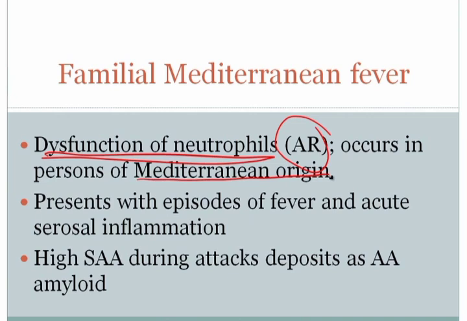Now, what's the key consequence of familial Mediterranean fever? Well, the neutrophils are not functioning properly, and they can become activated and actually create an attack of acute inflammation. And that attack of acute inflammation is not really driven by infection, but instead is sort of this dysfunction of the neutrophils, and it classically presents with fever, which is what you would expect with inflammation. So it classically presents with fever.